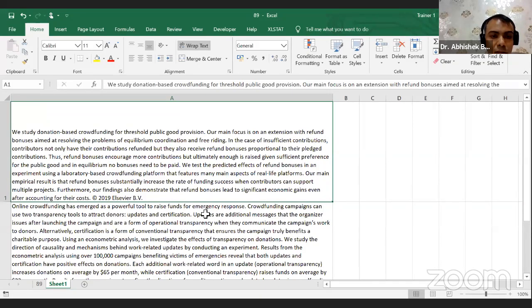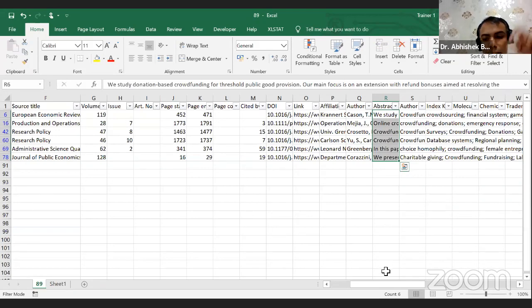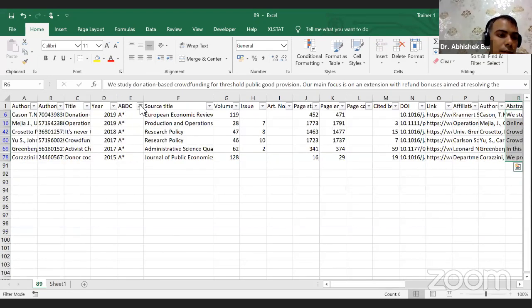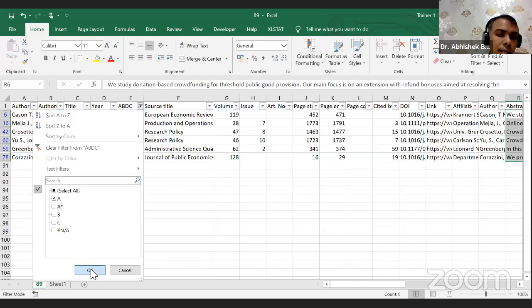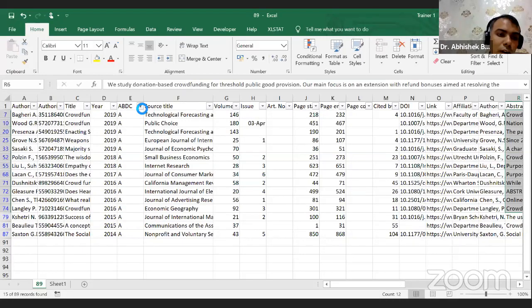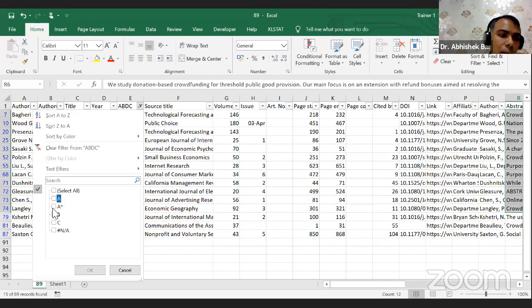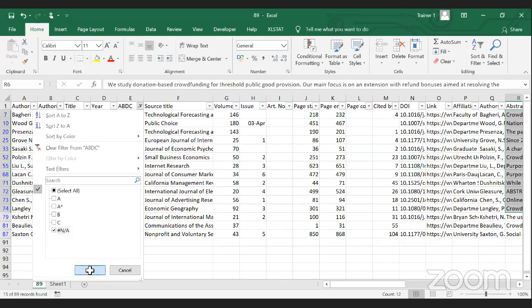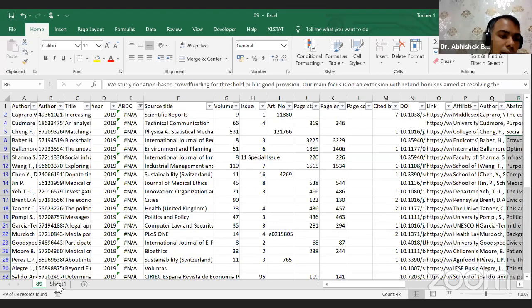Similar practice, whatever I've done for A star, I will repeat the same practice for my A category journals also. I'll go back here. Let's go on the left hand side. Instead of A star, let me pick up A category journals and I will see that I have around 14, 15 journals. Similarly, I can go for B category journals and C category. But the good news or the bad news, whatever you want to say, is I would want to show you NA journals. And if you can see on the left hand side bottom corner, there are 49 journals out of 89 which were published in a Scopus listed journal, but alas, they do not feature in my ABDC list.